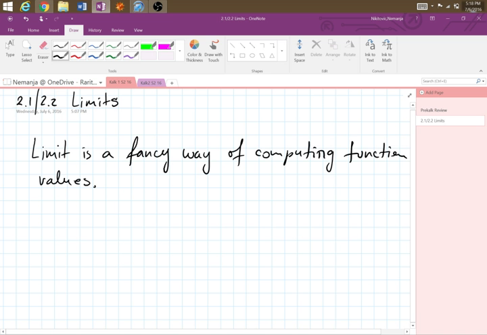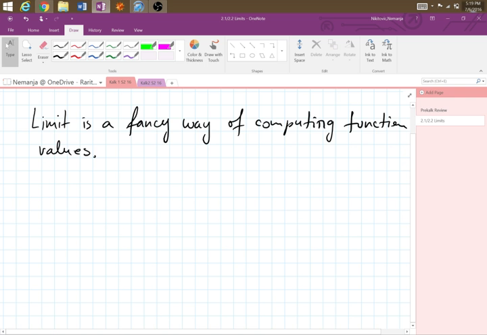Now, I should actually replace the word fancy with powerful, but I'm not going to because fancy is a fancy word. Now, why is it fancy? Why is it different? Let's immediately clear that up. y equals f of x is from your pre-calculus course where we define the function.